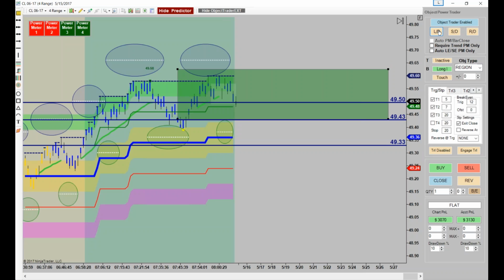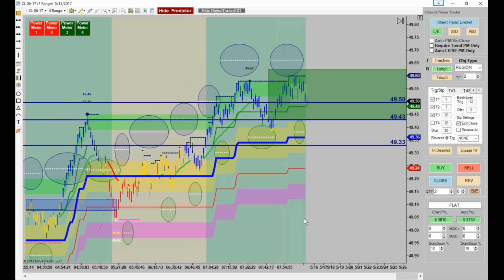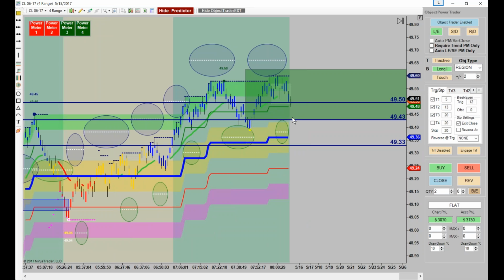So we're going to go for a long trade, touch, +2. We'll go for 2. That way we can at least get a runner. We'll do 13. Hadn't come down yet. The bottom of the region is long inside, which means it's going to fire that trade 2 ticks before it hits this line, unless it blows through it.